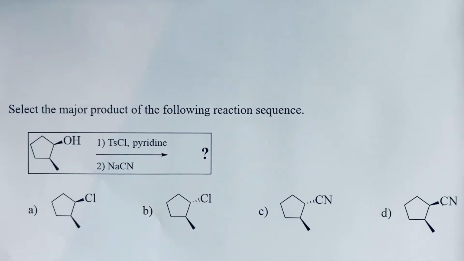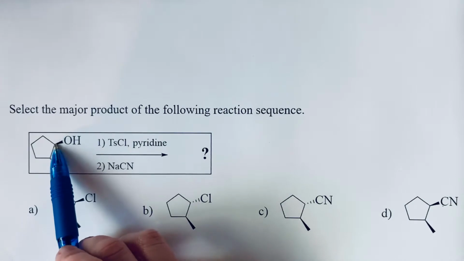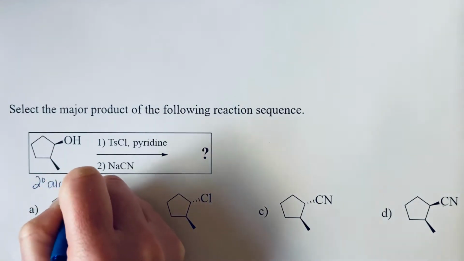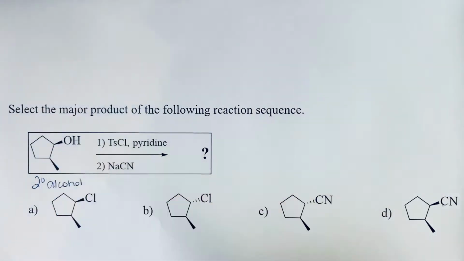Select the major product of the following reaction sequence. So if we look at our starting material, we see that this is a secondary alcohol. And we see that we've got two chiral centers. So the chirality is probably something we need to pay close attention to in this example. So we're going to take it stepwise.